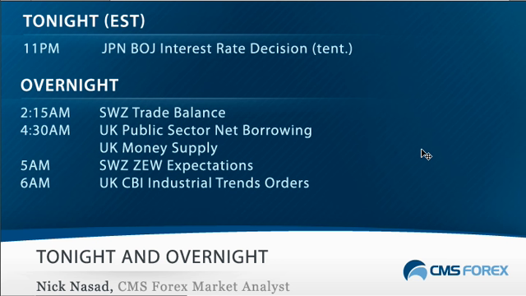Now let's take a look at the upcoming fundamental docket. Tonight at 11 p.m., which is a tentative release time, the Bank of Japan will hold its interest rate decision. Overnight, Switzerland posts its trade balance as well as its ZEW expectations, while the UK will release data on government borrowing, money supply, and industrial orders.